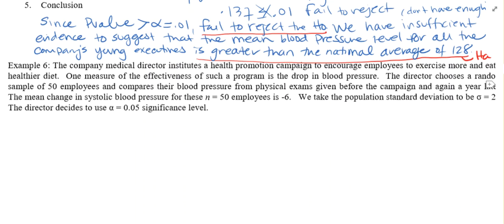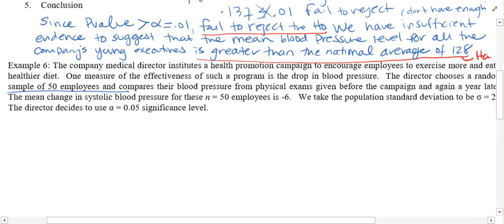Okay, so here we go. Example 6. The company medical director institutes a health promotional campaign to encourage employees to exercise more and eat a healthier diet. One measure of the effectiveness of such a program is the drop in blood pressure. The director chooses a random sample of 50 employees. Okay, so this is good for us. Random sample of 50 employees, and compares their blood pressure from physical exams given before the campaign.